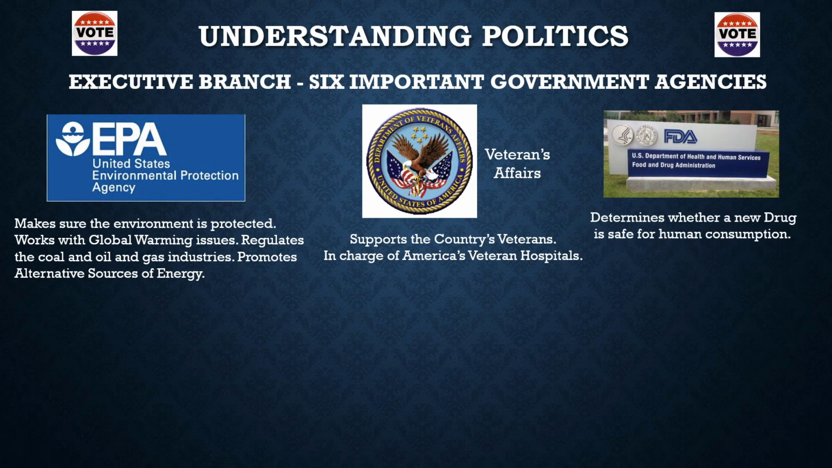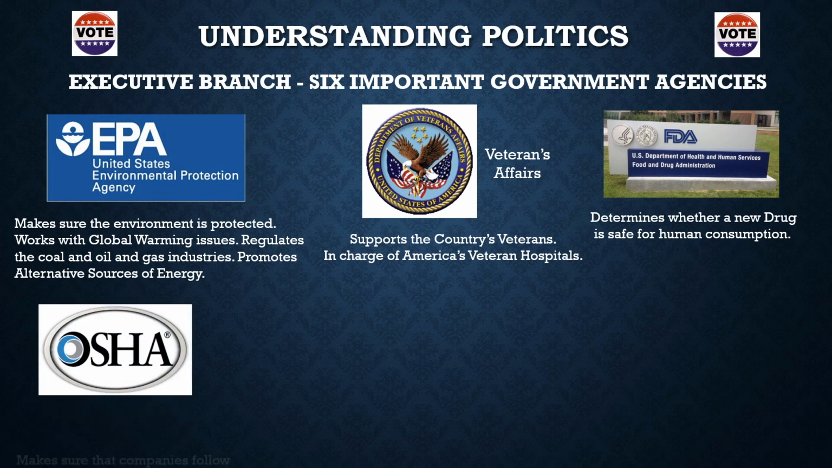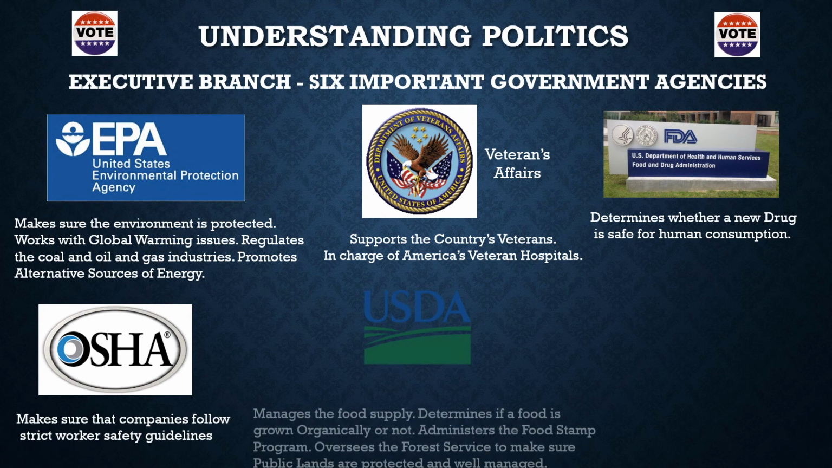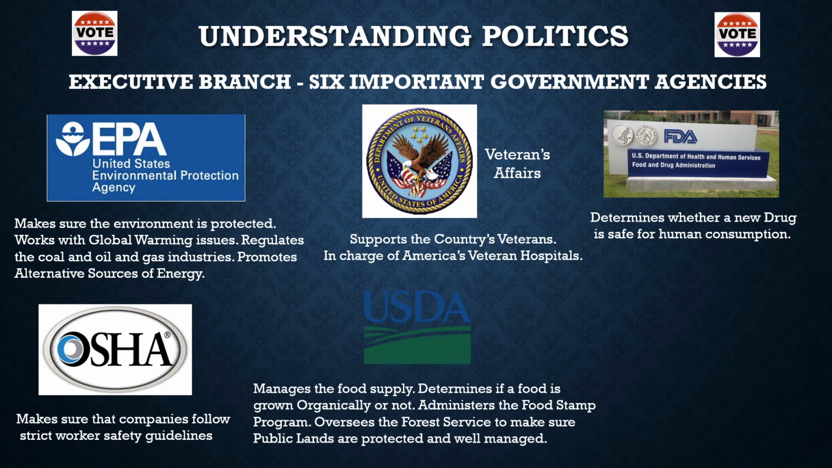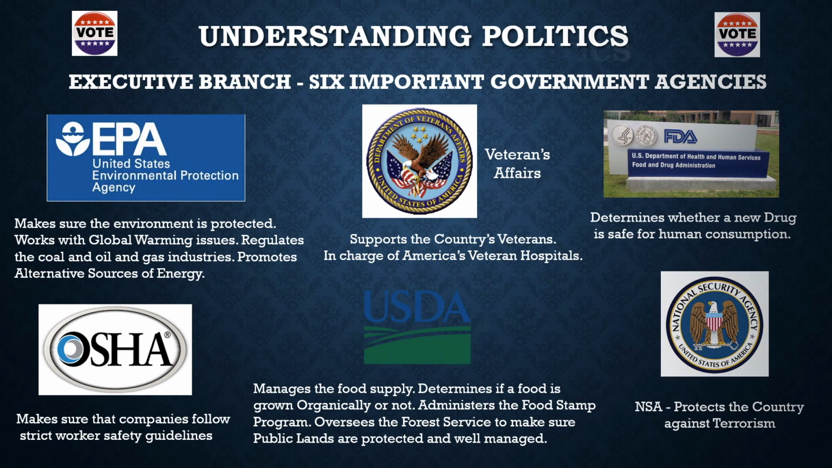FDA, determines whether a new drug is safe for human consumption. OSHA, makes sure that companies follow strict worker safety guidelines. USDA, manages the food supply, determines if a food is grown organically or not, administers the food stamp program, oversees the Forest Service to make sure public lands are protected and well managed. NSA, protects the country against terrorism.